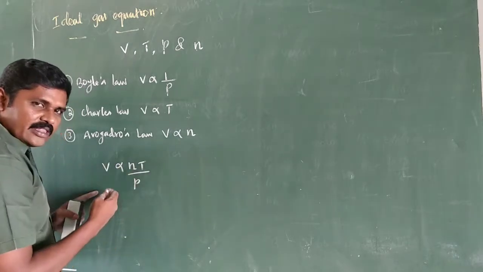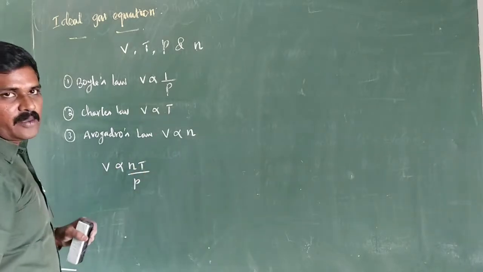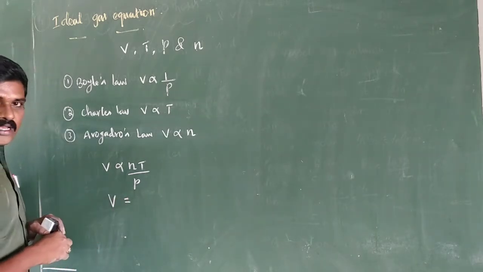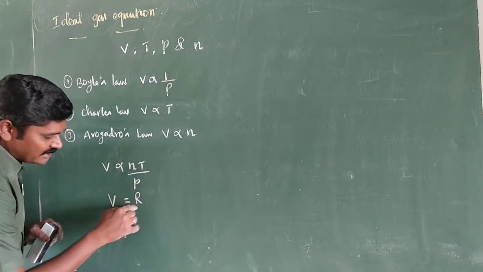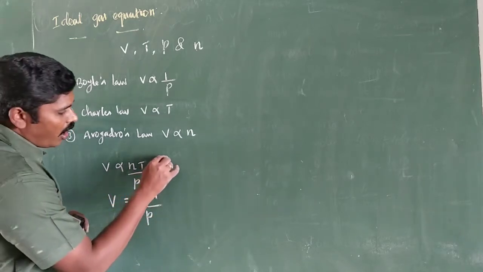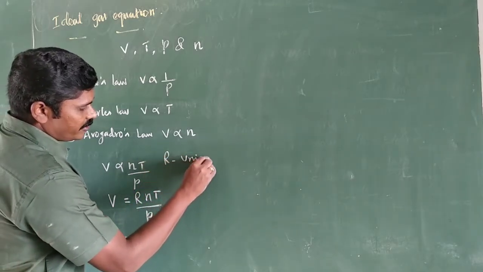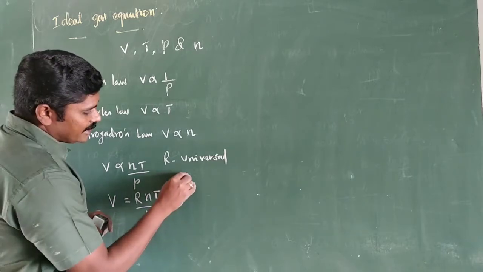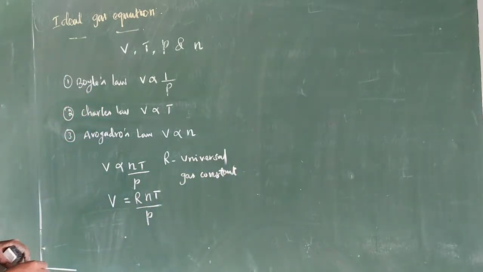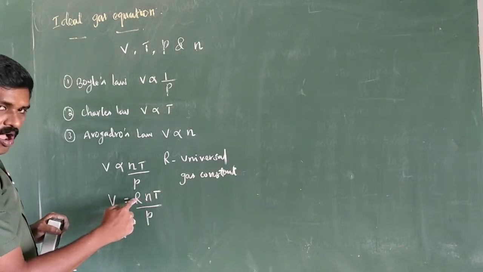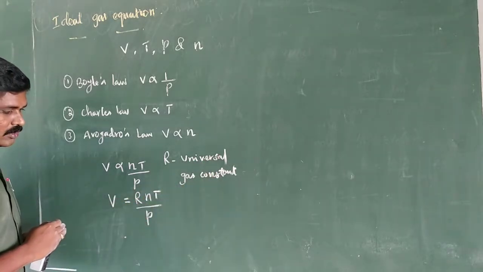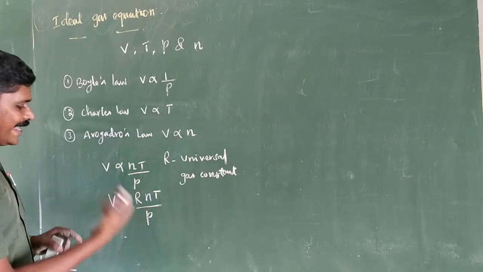This equation describes the physical behavior of all gases. V is equal to the proportionality constant, when R is introduced, R nT by P. So R is the universal gas constant. So V is equal to R nT by P, where R is the universal gas constant. Now rearrange this equation to give the ideal gas equation.